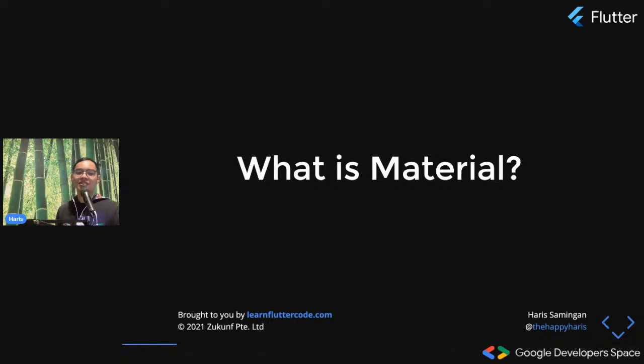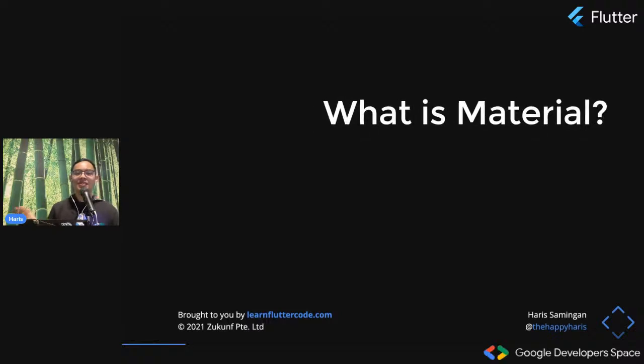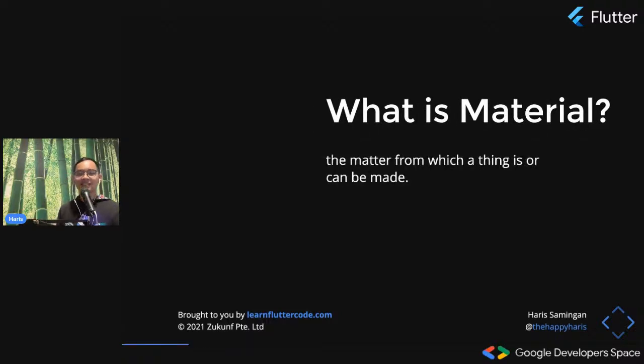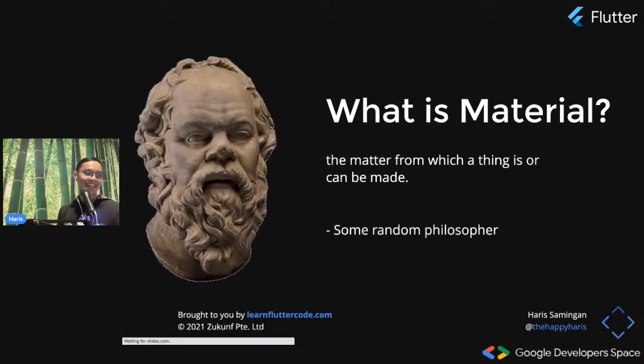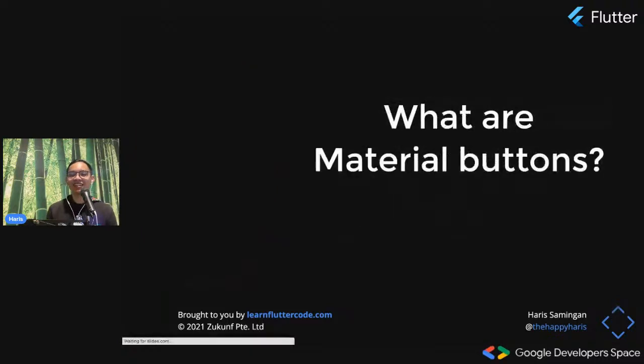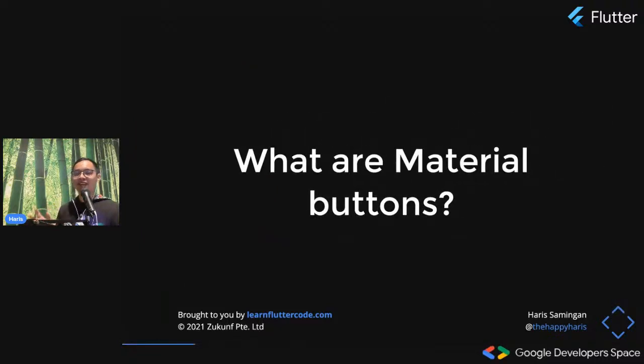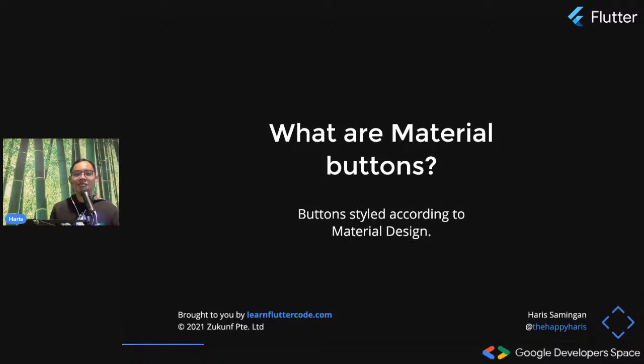So the first question, what is material? Material is basically the matter from which a thing can be made, by some random philosopher. No, if you were to Google, that's literally the material definition. But in actual fact, you might be thinking, what are material buttons? Because some of you might not be using material design. So material buttons come from material design.